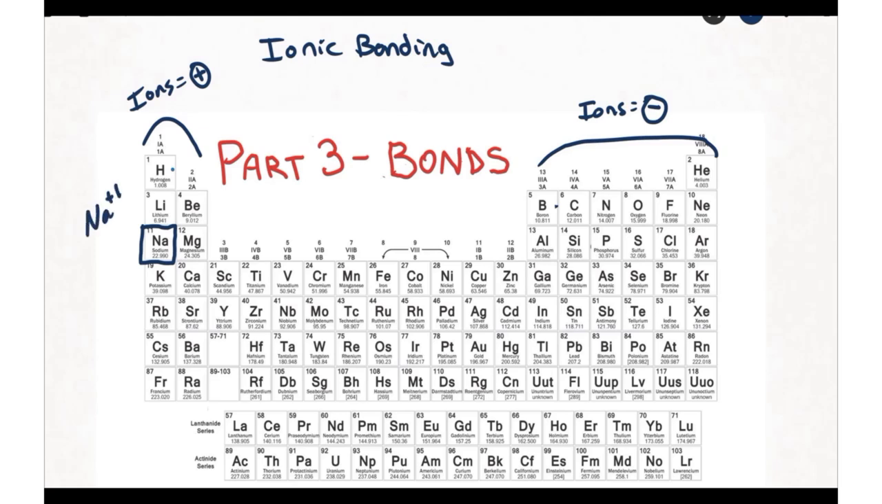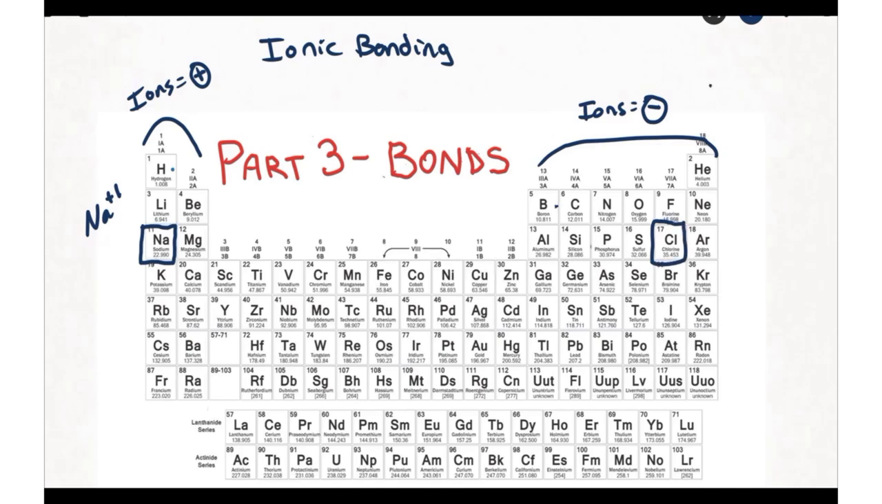And then let's take a look over here at, say, chlorine. Chlorine's right here. If you count backwards from the last column, from column 8, 1. We just skipped back 1 column from column 8, so that means chlorine is going to gain 1 electron and have a 1 negative charge to it.